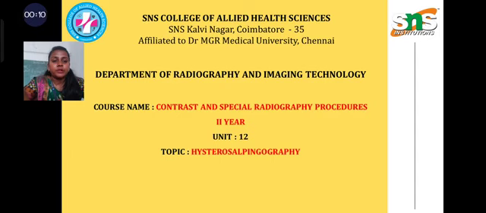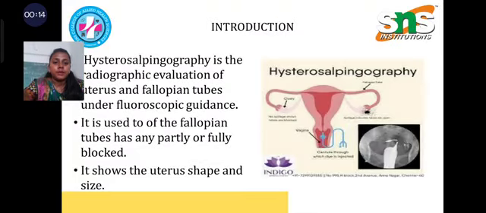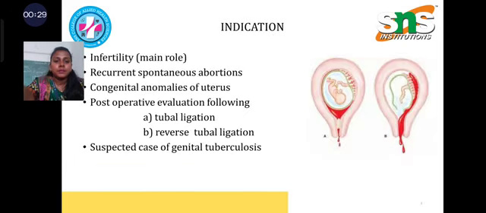I am going to discuss a topic about hysterosalpingography. Hysterosalpingography is the radiographic evaluation of the uterus and fallopian tubes under fluoroscopic guidance. It is used to identify the fallopian tubes as partly or fully blocked. It shows the uterus shape and size.